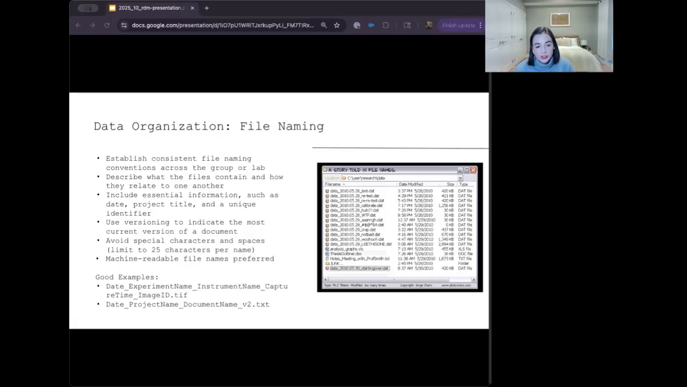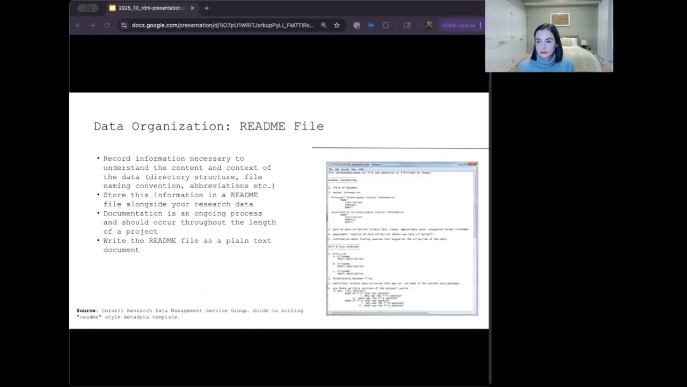Just by looking at that file name, you would know exactly what's in that file itself, the date it was created, what experiment it's associated with, what instrument it was derived from, when it was captured, and the type of file. So it's a TIFF file. So just by looking at the name, you can find out a lot of contextual information about the file itself.